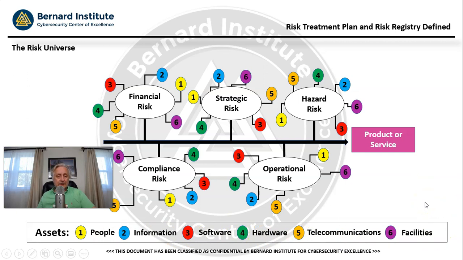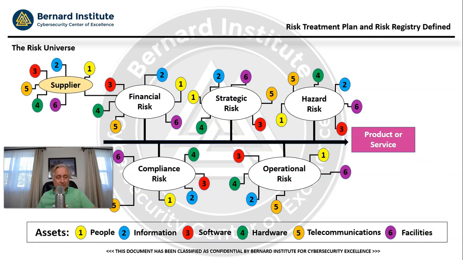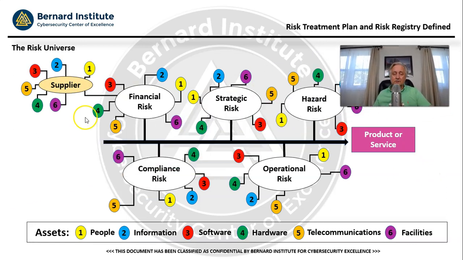Needless to say, we're talking about the risk universe here. In the risk universe, we have the COSO Enterprise Risk Management top 5 risks that we need to deal with, and then we have the products and services, and all the assets. Plus, there are suppliers. Lots of companies outsource different processes in order to control costs more efficiently, and suppliers have people, information, software, hardware, telecommunications, and facilities. And there may be many suppliers.